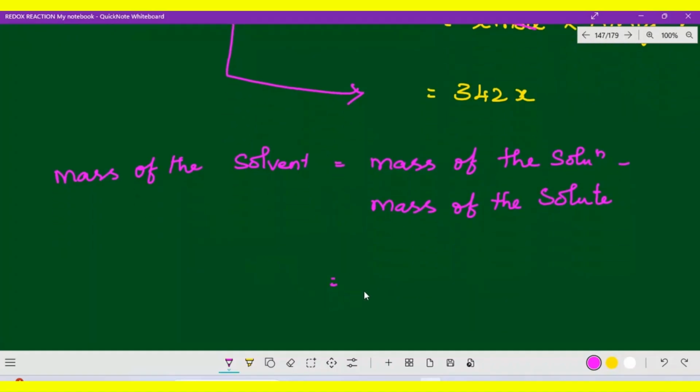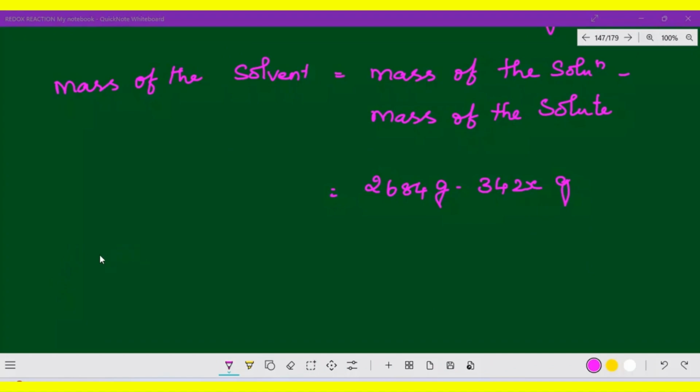Can we apply the value here? So what is that value? 2684 gram minus 342 x gram. This is gram, I just mentioned this. Now we have to identify the molality, because we have the mass of the solvent, mass of the solution, and mass of the solute. Molality is equal to number of moles of solute divided by mass of solvent in kg.